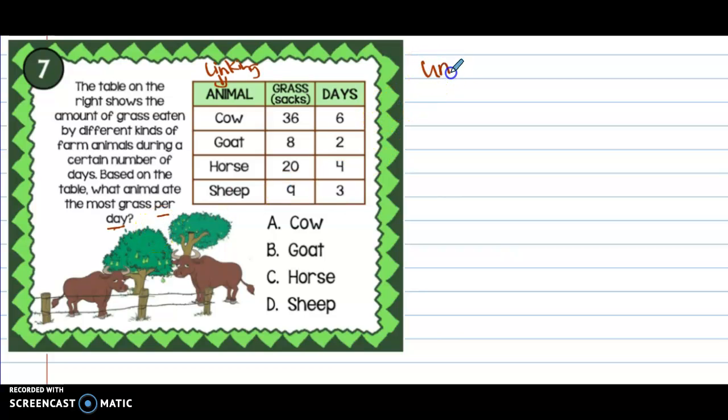So again, this is another review of our unit rate skills. Similar to the tea problem previously, you would set up, okay, I know that this is going to be the cow for the animal, and the ratio is grass per number of days. And what do I know about cows and how much they eat? I know that they eat 36 sacks of grass in 6 days. How many sacks of grass will that be in just 1 day? And then I would do that 3 more times for each animal remaining.